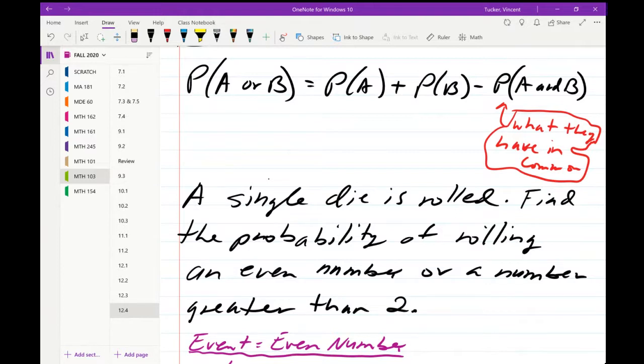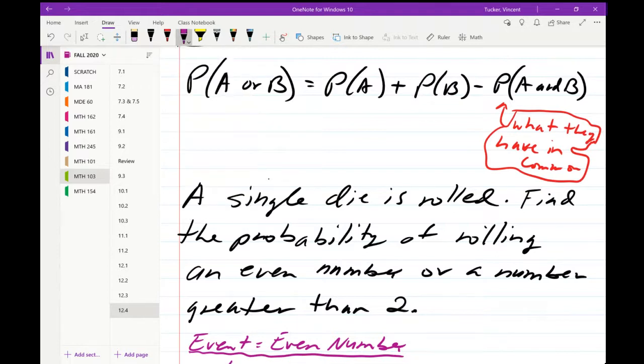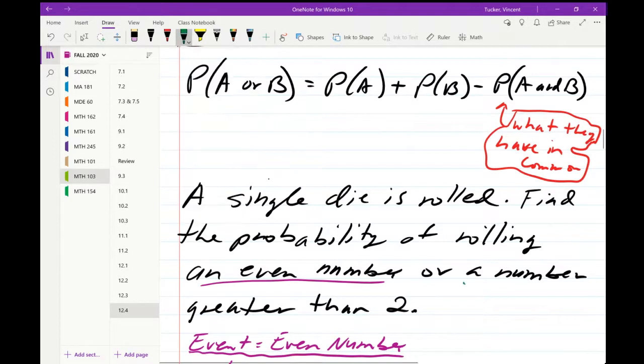All right. So we have a single die that is rolled. Find the probability of rolling an even number or a number greater than 2. So we have 2 events here. One is an even number. The other is a number greater than 2.